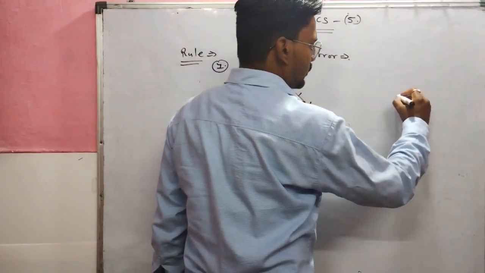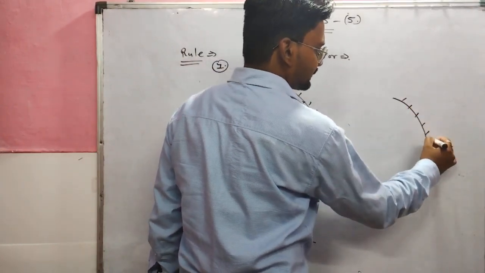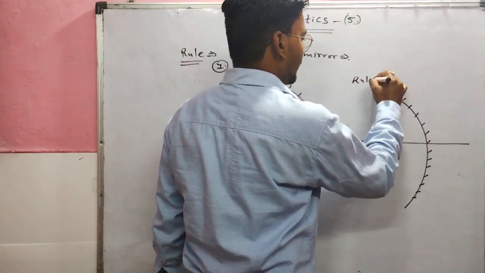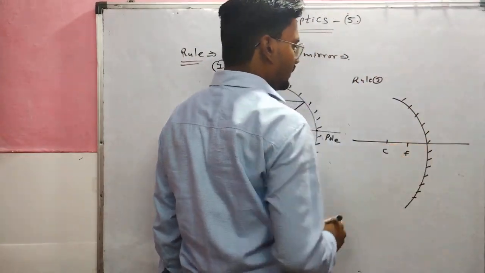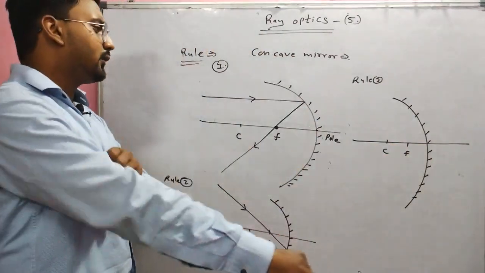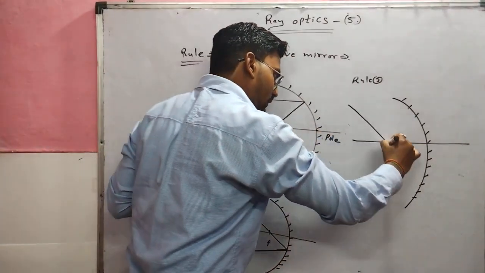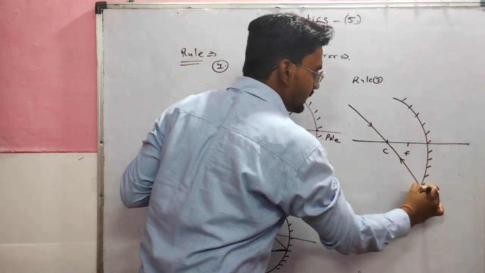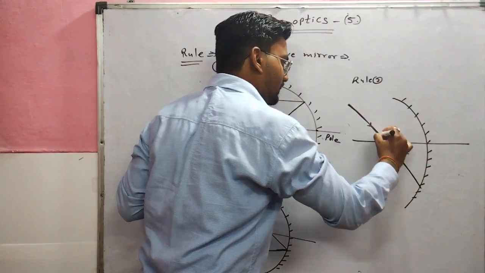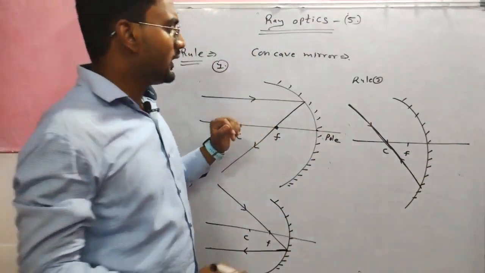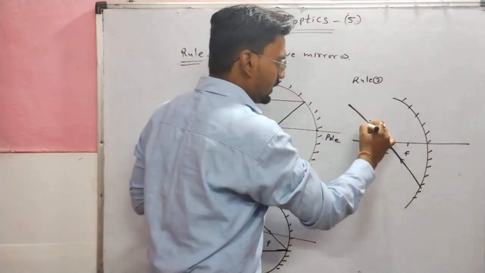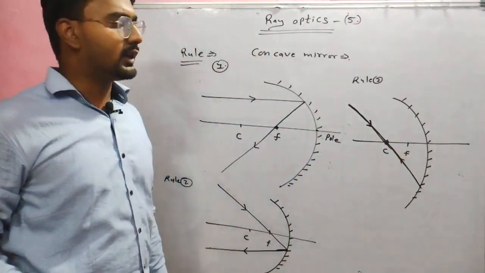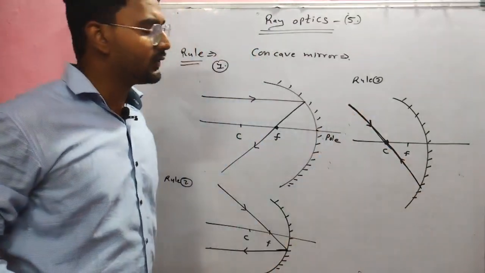And the third rule is that when a light ray is coming at center of curvature, then it bounces back in the same medium along the same path. Okay, so this is our rule number third. When a light ray is coming at the center of curvature, then after reflection it will pass through the center of curvature.